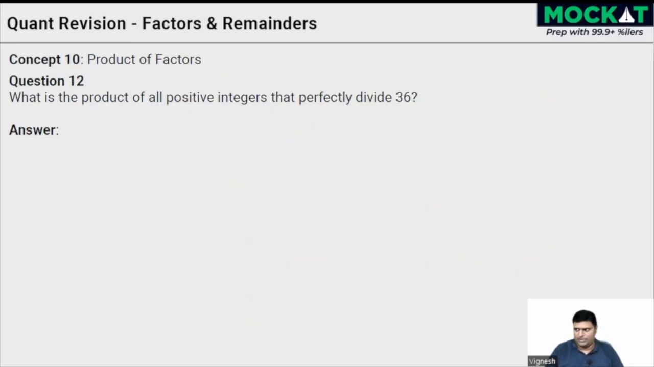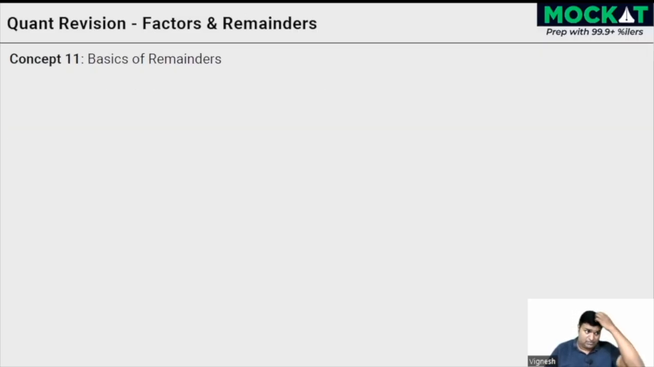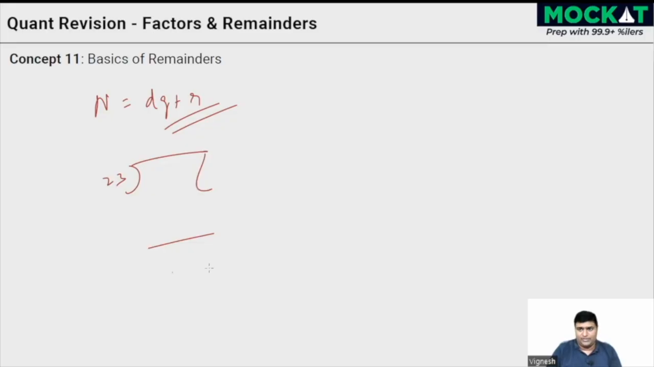Okay. Moving to the next concept, that pertaining to the basics of remainders, right? So that's important. Again, it's something to do with dq plus r, which we just saw. A number can be written in the format of dq plus r. The only important thing you need to remember at this stage is that if you're going to be dividing a number by 23, let us say, how many different remainders can I have? It can be from 0 to 22. The number of different remainders is going to be 23 remainders. Whatever is the divisor, that many remainders I can have. It's going to be 0 to 22.